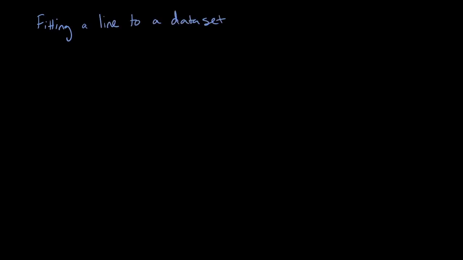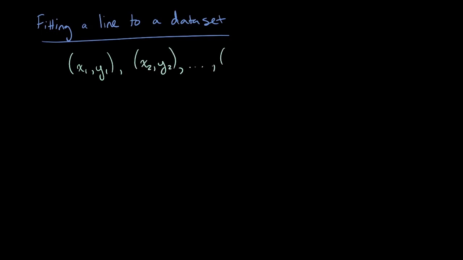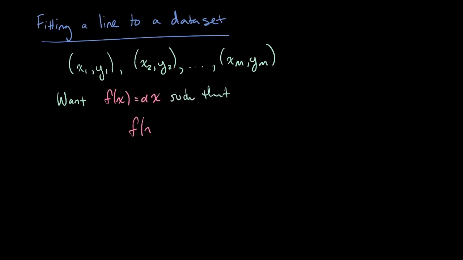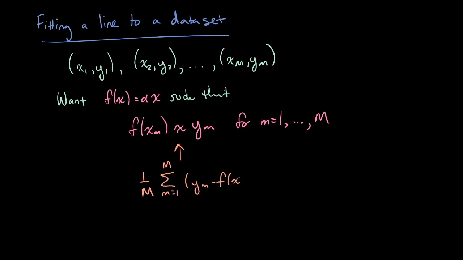So imagine we have m data points, (x1, y1), all the way up to (xm, ym). And what we want is to find some f(x) that's just a linear function of x, so alpha times x, such that f(xi) is approximately equal to yi for all values of i. So the key here is, what do we mean by approximately? Well, one choice, a very popular choice that we'll return to soon, is to simply look at the sum of the squares of the errors.